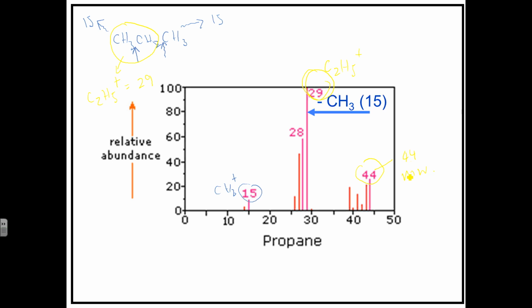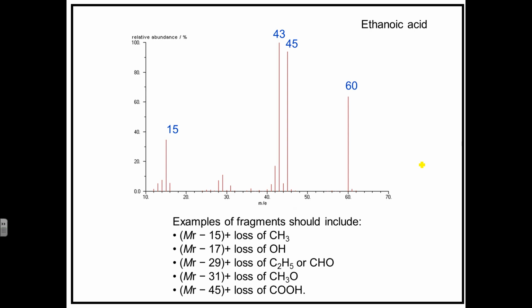Right, so in going from 44 to 29, a methyl piece has been removed. In going from 44 to 15, an ethyl piece is removed. We put the two together, ethyl with methyl, we get propane. This is the fragmentation pattern for ethanoic acid, a carboxylic acid. We'll just have a look at the structure of that, change the colour again. Ethanoic acid is CH3COOH.